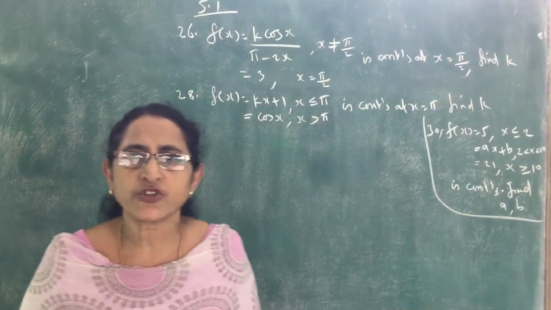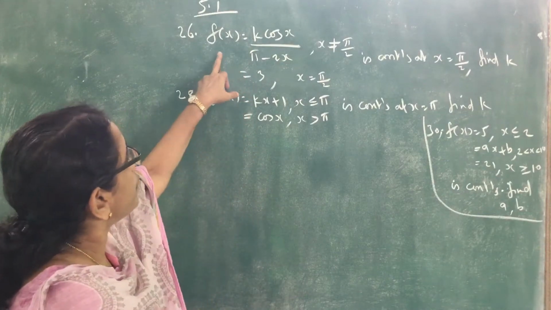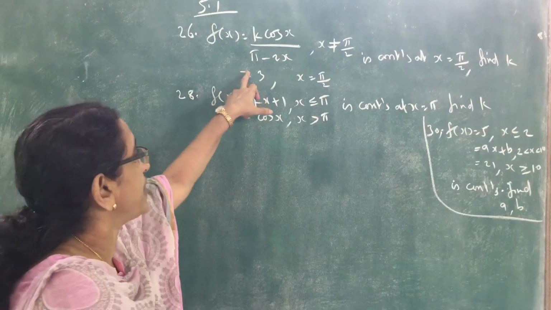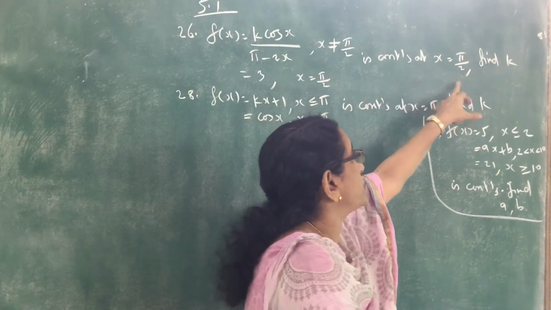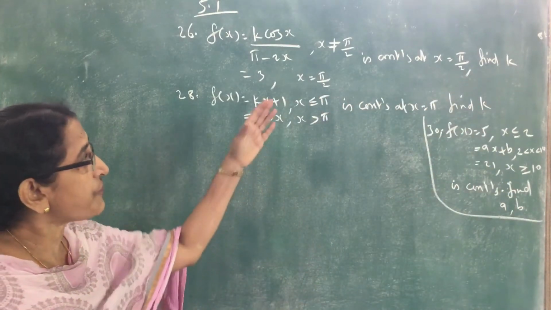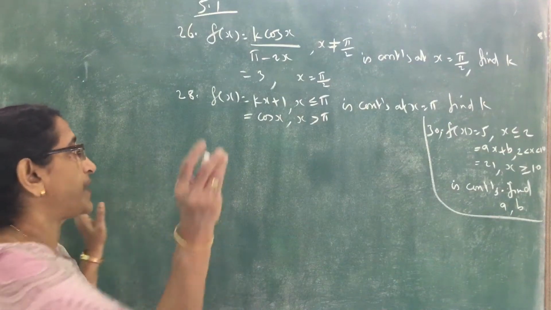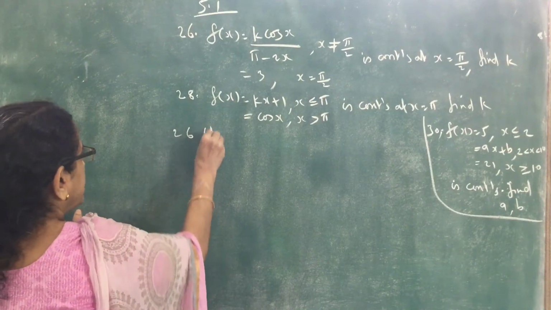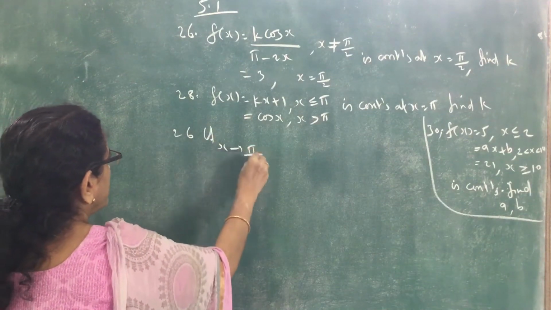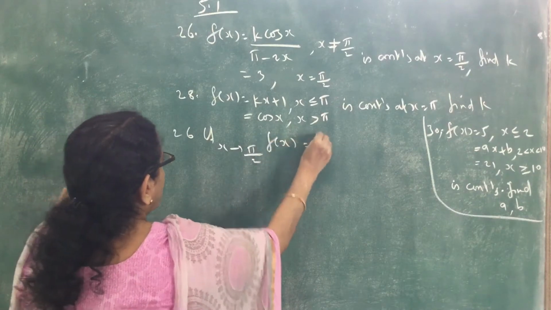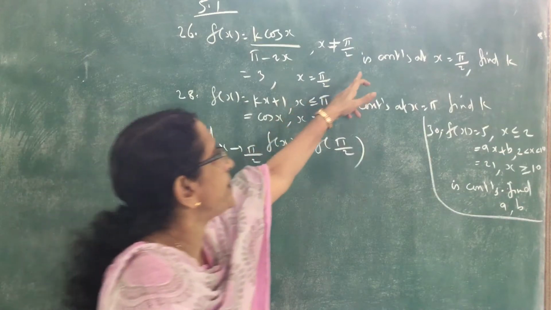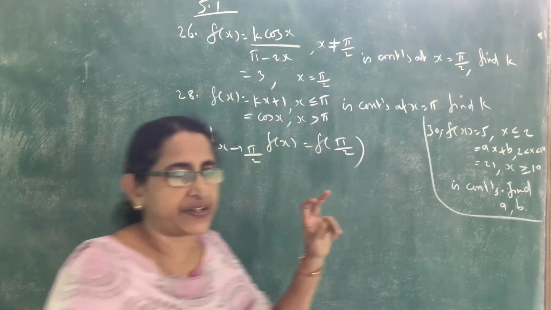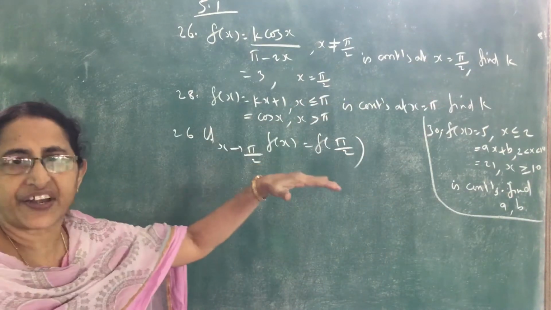Exercise 5.1, 26th one. f of x is defined in this way and is given to be continuous at x equal to pi by 2. Find k. Since the function is continuous at x equal to pi by 2, we can write limit x tends to pi by 2 f of x equal to f of pi by 2, because the function is given to be continuous at x equal to pi by 2. This is the definition for continuity.